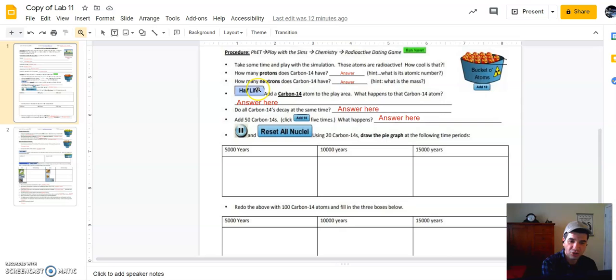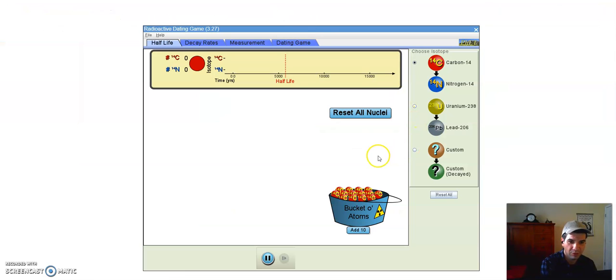On the simulation, you'll click the half-life tab. Add 1 carbon-14 to the play area. What happens to that carbon-14 atom? So, here's the play area. Let's grab one of these carbon-14 atoms. Let's drop it in the play area. What happened? It decayed into nitrogen-14.